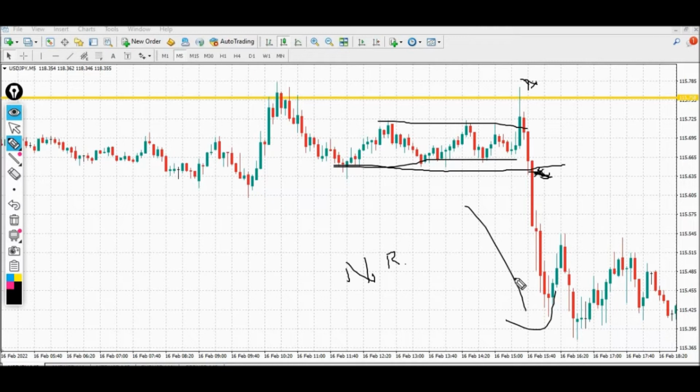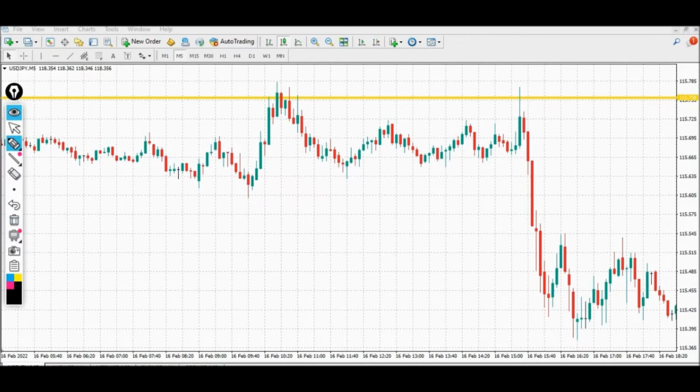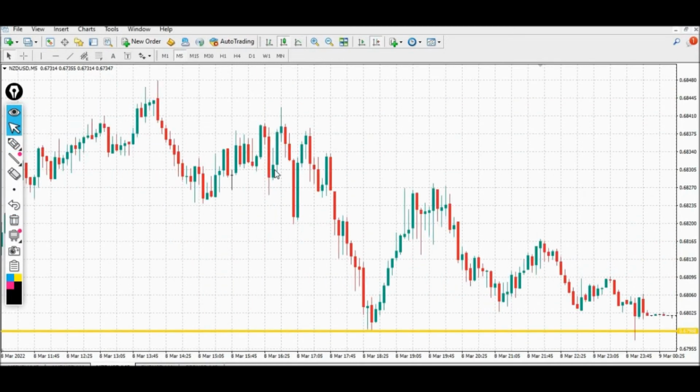This is so easy. In fact, it's very, very easy. The most important thing you're supposed to do is be patient enough. Being very patient, you can get proper setups and good, reliable entries. So guys, let's have our example right here.